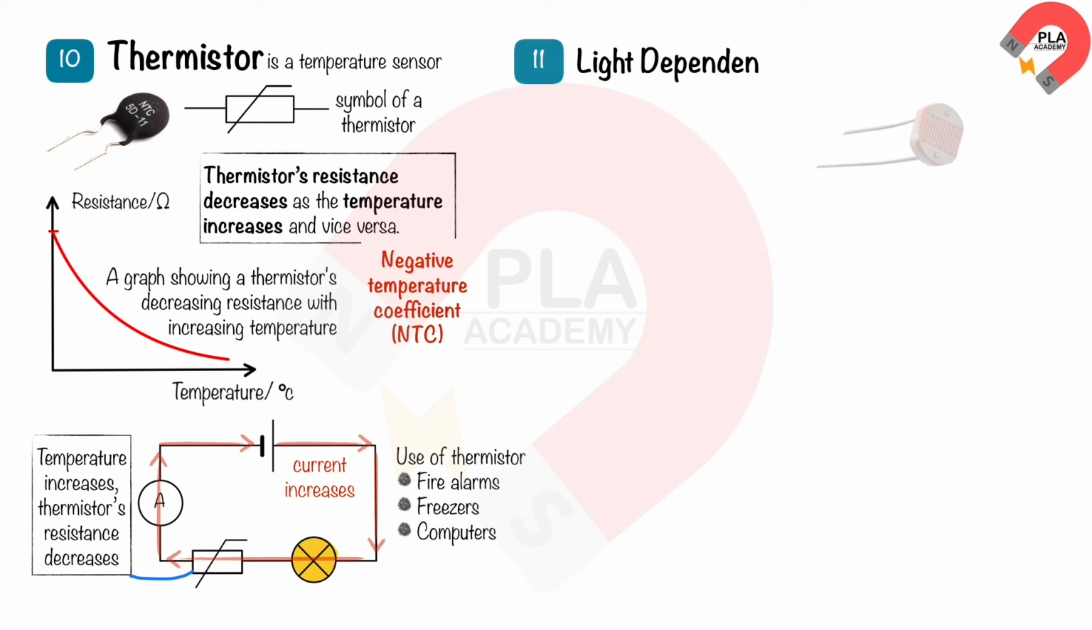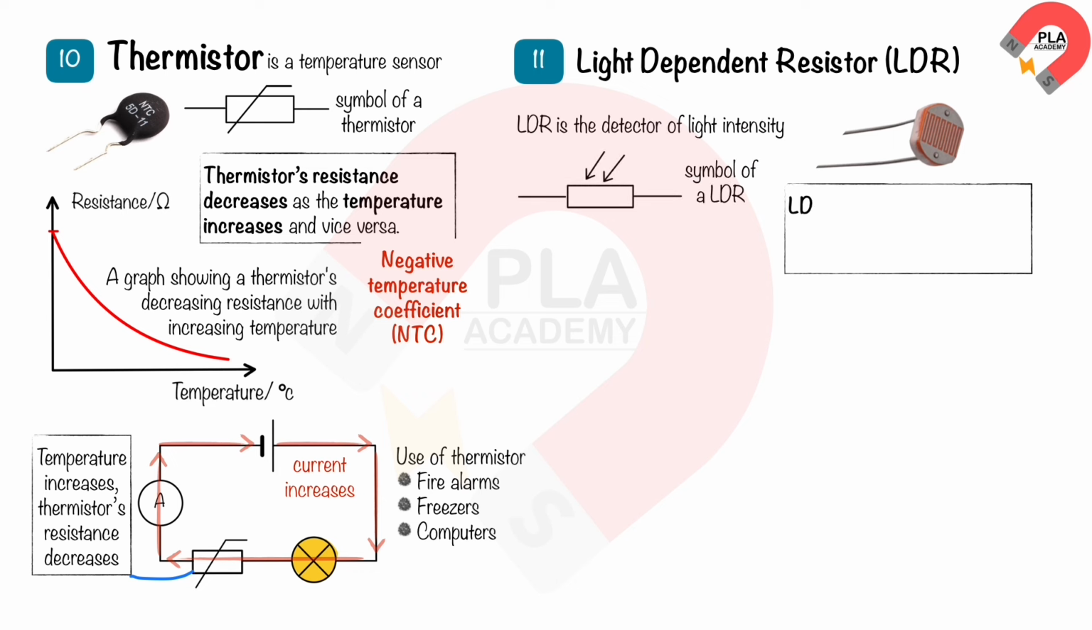A light-dependent resistor, or LDR, is a light intensity sensor. This symbol is a light-dependent resistor. A light-dependent resistor, LDR, has a resistance that changes when light is shone on it. In the dark, its resistance is high, while when light is shone on it, its resistance decreases.